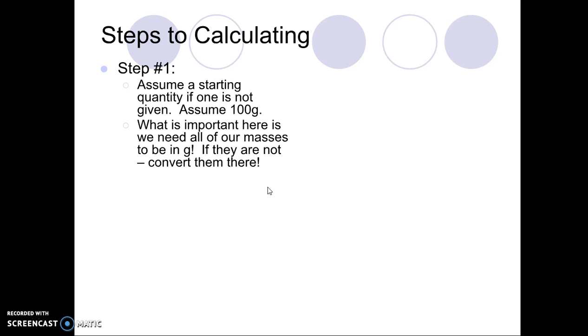What is important here is that we need all the masses to be in grams. If they're not, we have to convert them here. This is where conversions might come into play. If it's in kilograms, convert it to grams. If it gives you moles, convert it to grams. A lot of college chemistry labs are notorious for giving you things in the wrong units for what you need to start with, so you have to do conversions first thing into the units that you do need.